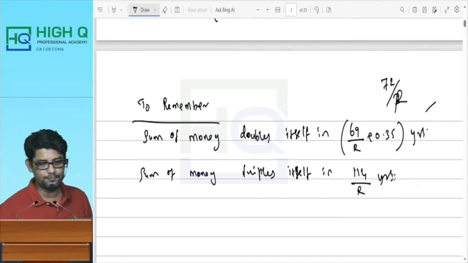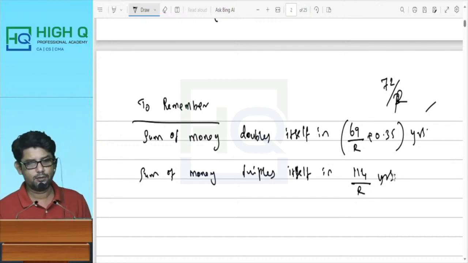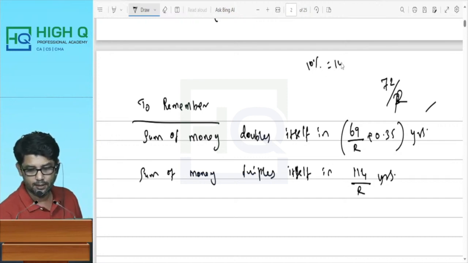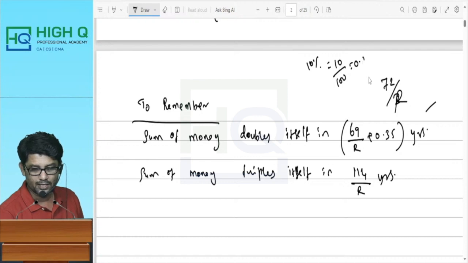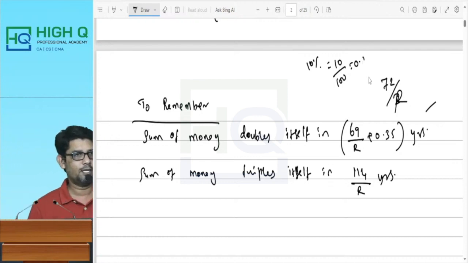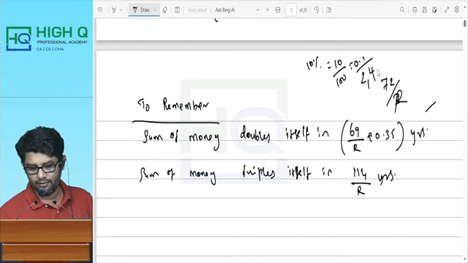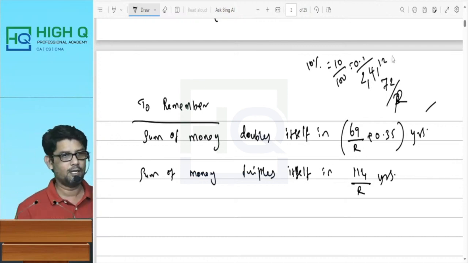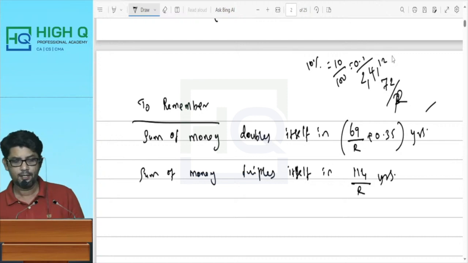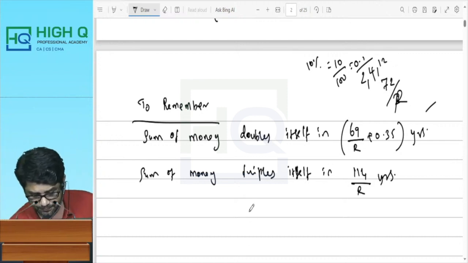How did the value of I come? I is nothing but, for example, 10% means 10 by 100, use the calculator, that is 0.1. If it is semi-annually, divided by 2; quarterly, divided by 4; monthly, divided by 12. This is what you need to do. So please remember this.